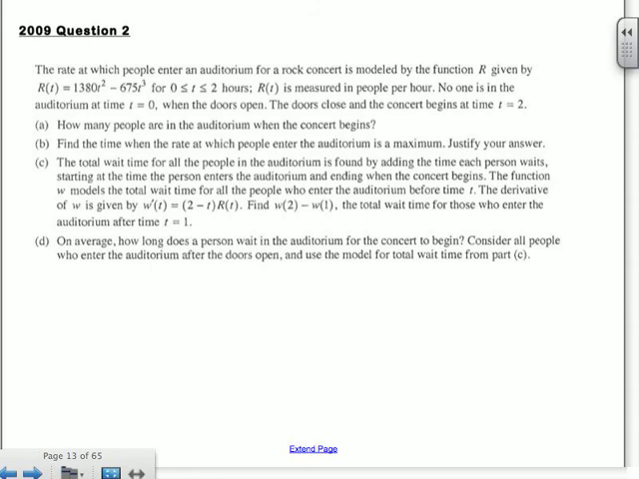No one is in the auditorium at time t equals 0. Why is that important? If we were integrating and there were already like 100 people in there, you would have to use that initial condition, right? So you'd need to use that initial condition. Okay, the doors close and the concert begins at time t equals 2. So question A, how many people are in the auditorium when the concert begins?